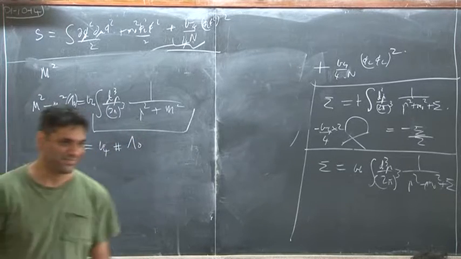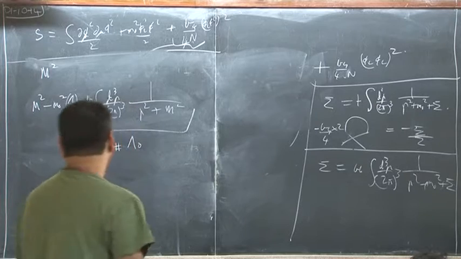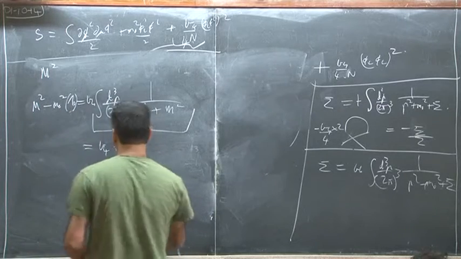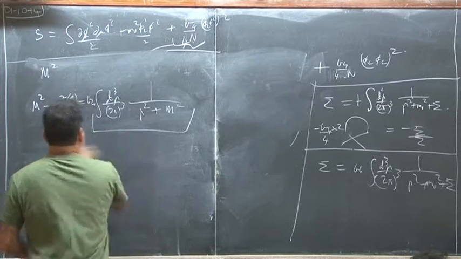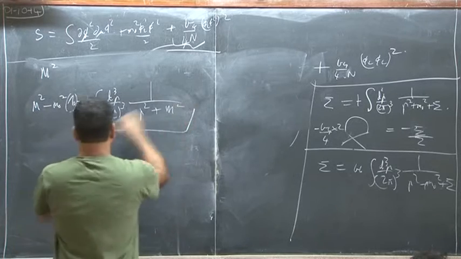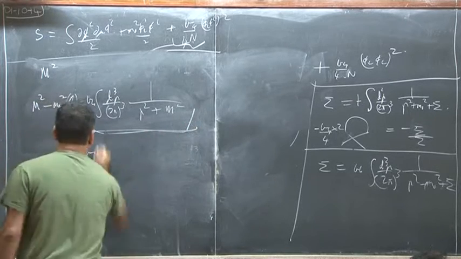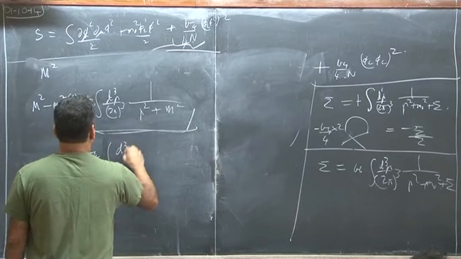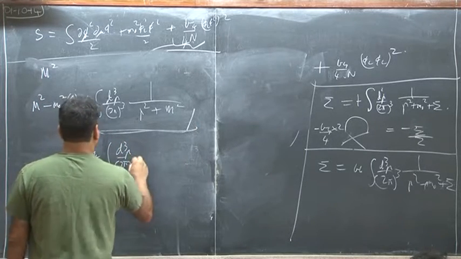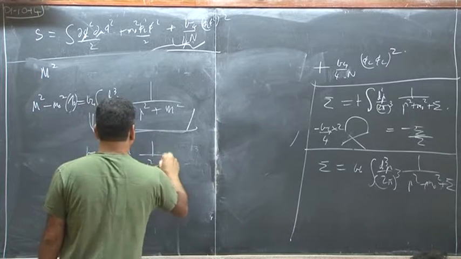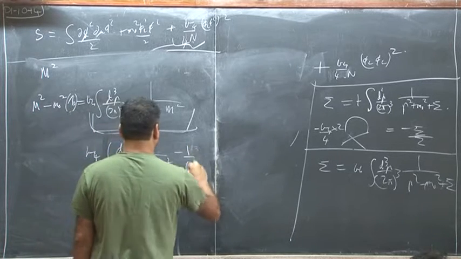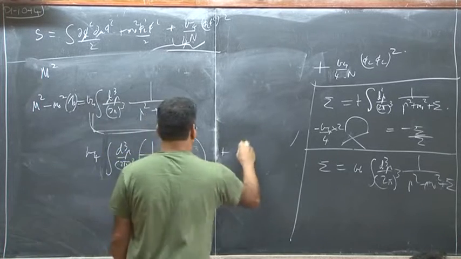Plus, maybe let's be a bit sophisticated. Let's write this quantity here as V4 times the integral d3p by 2 pi cubed, 1 by p squared plus m squared minus 1 by p squared.